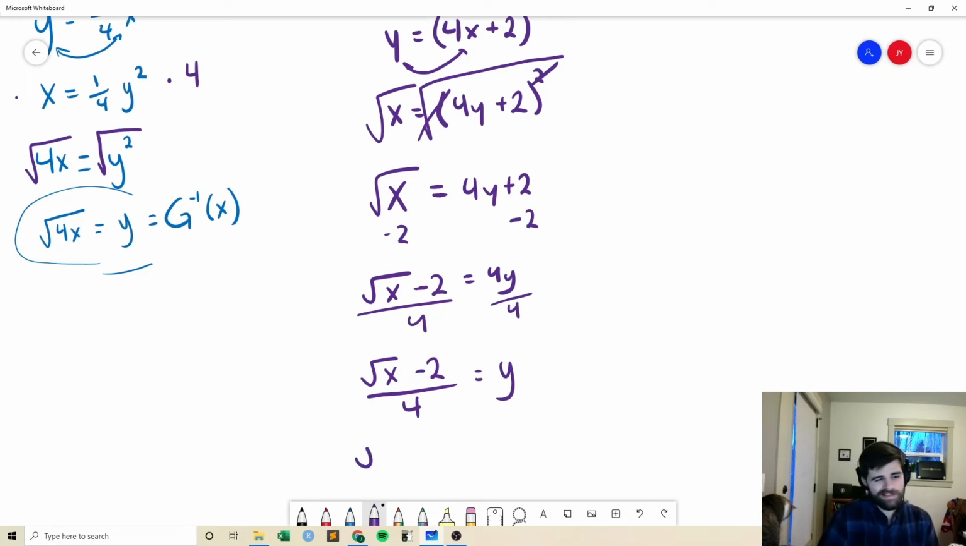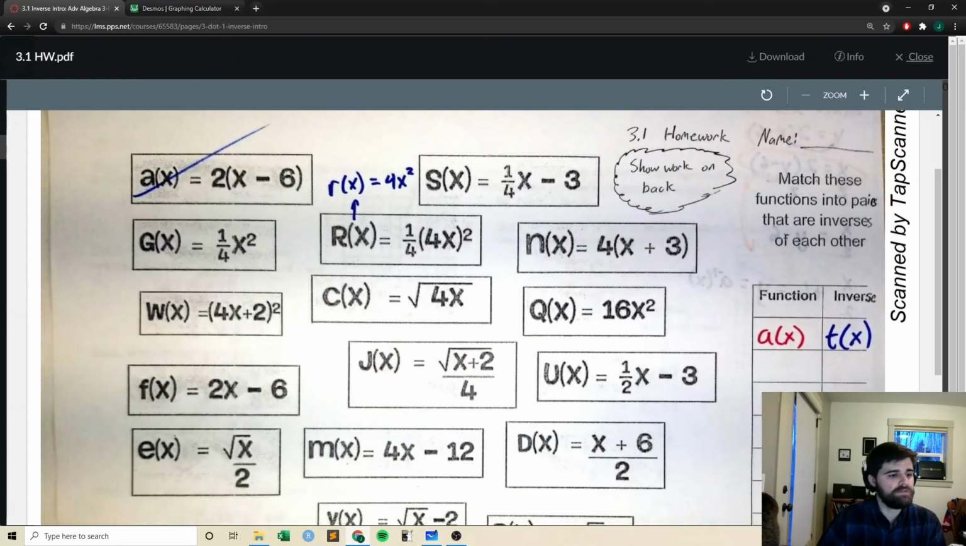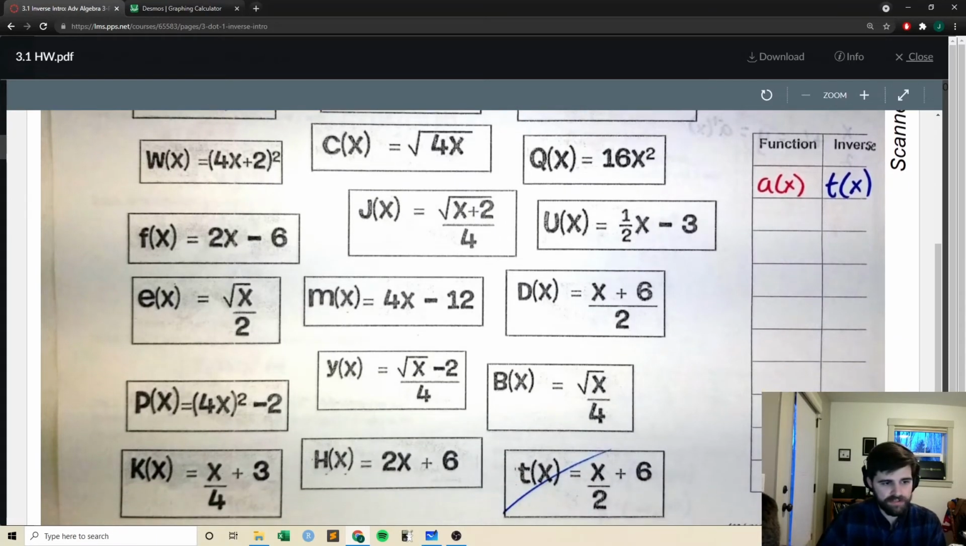Maybe we could write this as square root of x over 4 minus 1/2, but that's a little messy. Let's see if we can find this on our worksheet. So we're looking for square root of x minus 2 over 4. There we go. Looks like that's a match with y.